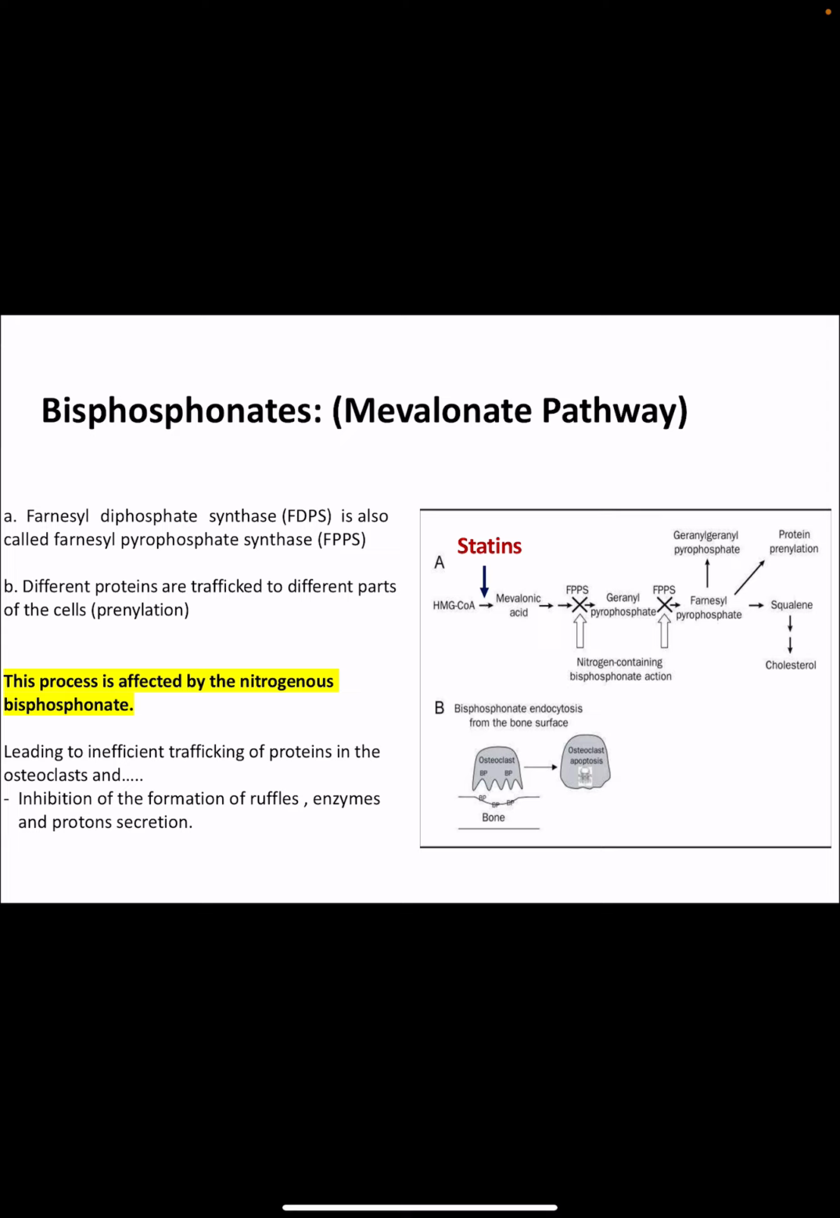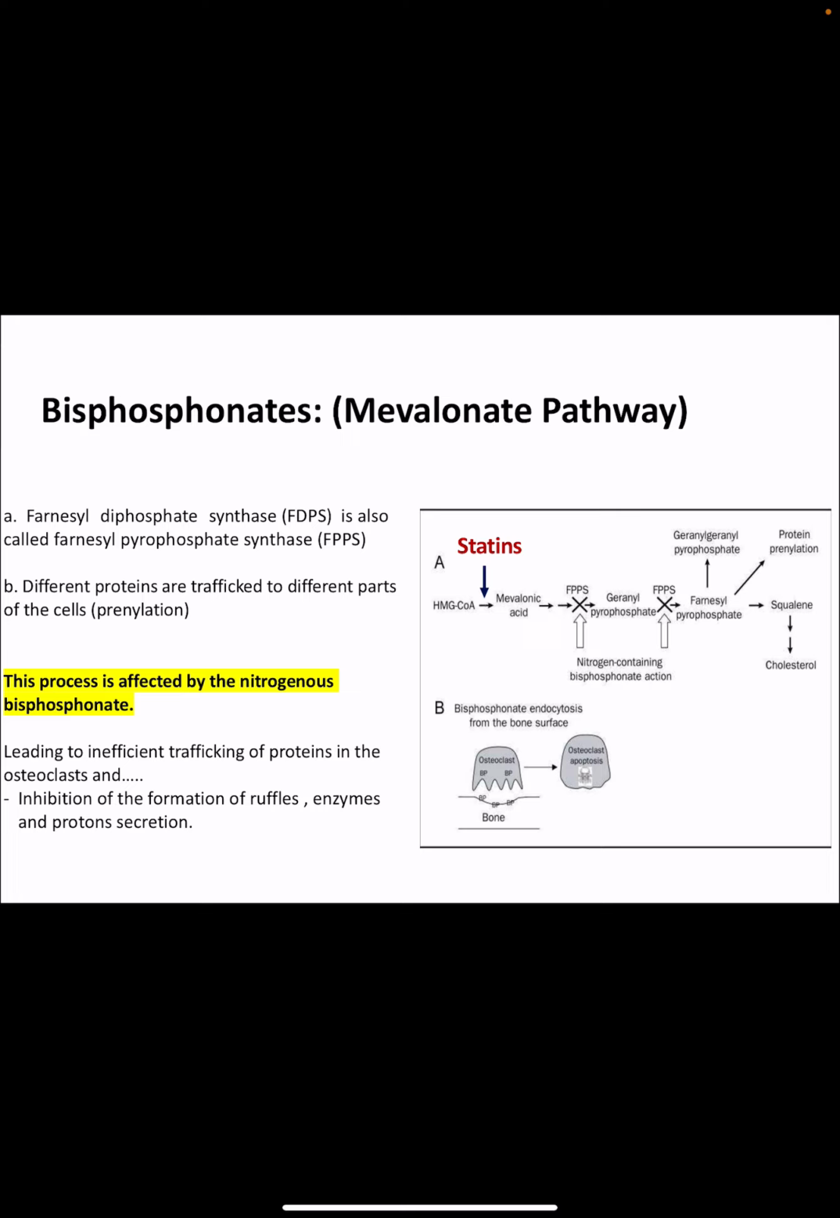Let's put this information on one side. There are two enzymes that are inhibited by bisphosphonate. Let me tell you what they are. It's called farnesyl diphosphate synthase. This enzyme inhibits a process in the osteoclast, a process called prenylation. Together, one, two, three: prenylation.